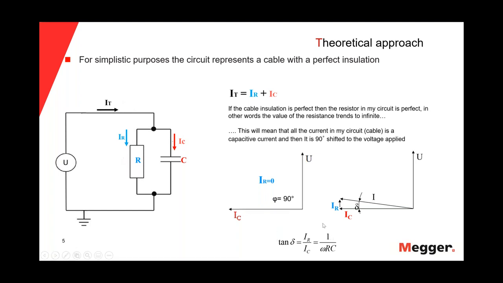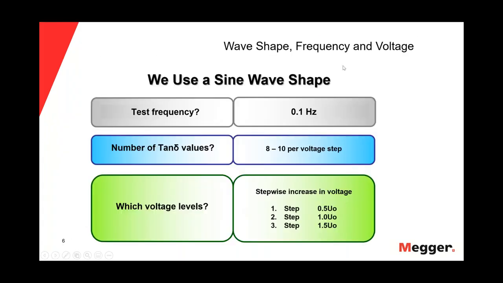Tan delta is represented here in this slide. Going to the next slide: wave shape and frequency. We use a sine wave shape. Test frequency is at 0.1 hertz. Number of tan delta values, 8 to 10 per voltage step. Which voltage levels? A stepwise increase in voltage. If you look at the bottom right, step one is at half Uo, step two is at operating, and step three is at 1.5.